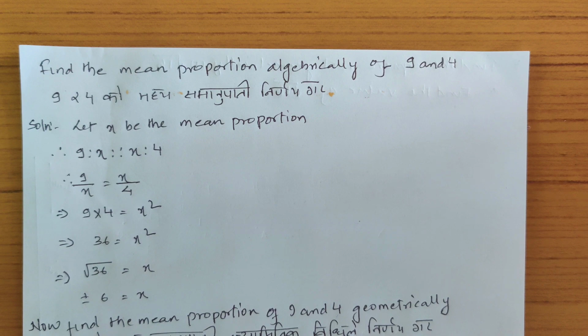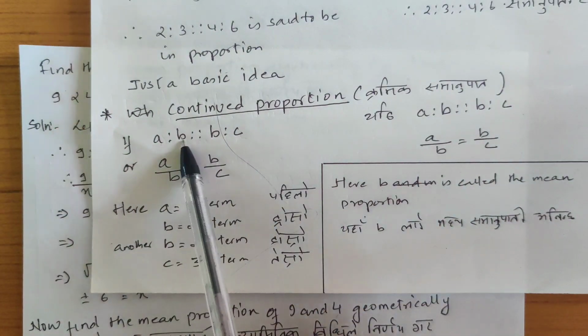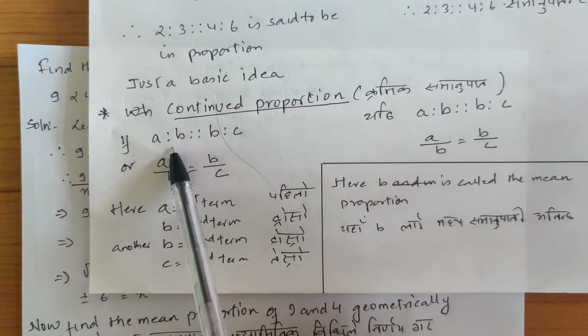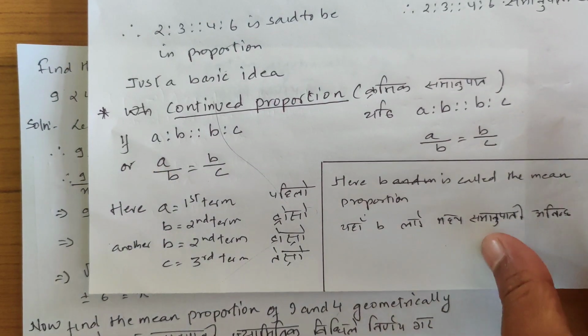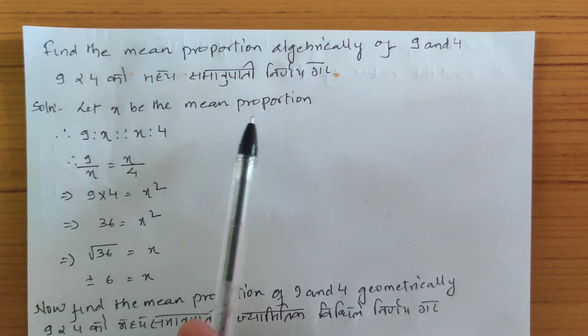So if the question is find the mean proportion algebraically of 9 and 4, how do we solve that? I've taught you where the mean proportion lies. Your mean proportion lies here. Can you see this? So our question tells you to find the mean proportion. So I'll assume my mean proportion as x. So let x be the mean proportion.